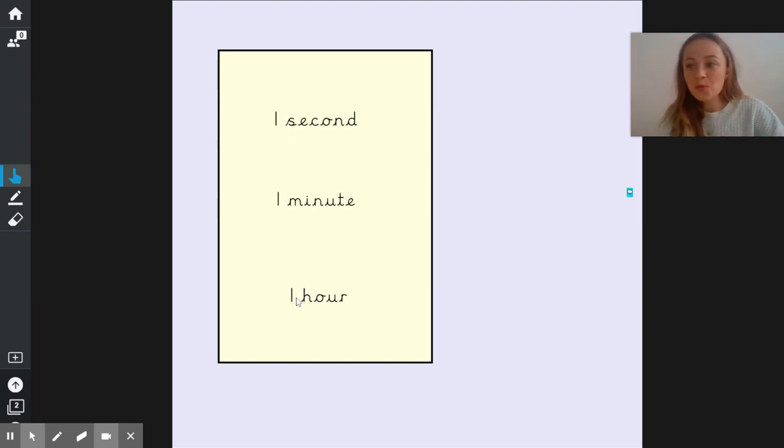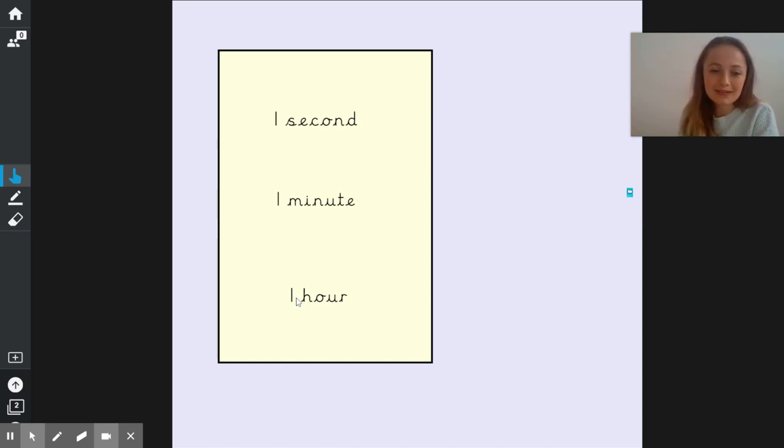Now, we know from our work with the clocks that it takes 1 hour for our minute hand to go all the way around, and that is 1 hour. Now, within an hour, there are 60 minutes, and within a minute, there are 60 seconds. So a second is the shortest unit of time that we are looking at.